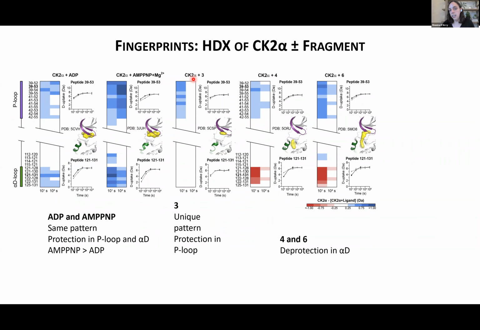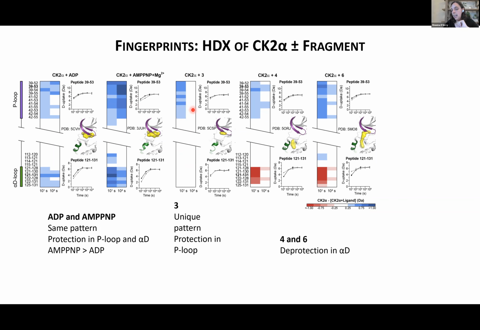Our molecule 3 binds only in the ATP site with a slightly different pattern. As we know, it binds just on one side of the ATP pocket. And then molecule 4 and 6, we see protection in the P loop and deprotection, indicated by this red here, in the alpha D site. Now, this is really interesting because I think it demonstrates that binding isn't always indicated by protection or by less deuterium uptake. This was also consistent with crystal structures that show that these molecules push this alpha D helix out, allowing it to uptake more of the deuterium from the solvent. So nothing surprising, and really validating what we already knew about the binding of these molecules.